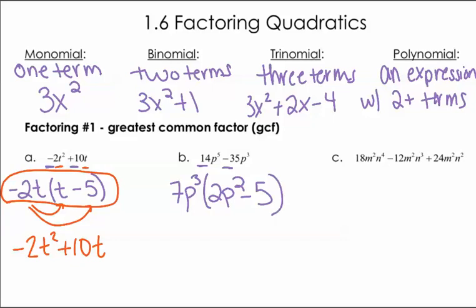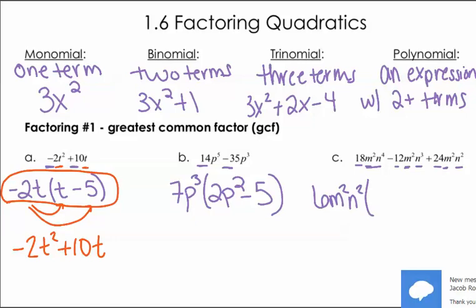Now this last one, we have 3 terms and we have 2 variables. So the 18, the -12, and the 24. The largest number they have in common is a 6. Each term has an m squared in it, so I can take out that m squared. And then n to the 4th, n cubed, and n squared. So the largest thing they have in common, every single term has an n squared. So when I take out 6m squared n squared, I'm left with a 3n squared, because 18 divided by 6 is 3. Or if I were to multiply the 6 times the 3, I would get back to that 18. The m squared is gone now.